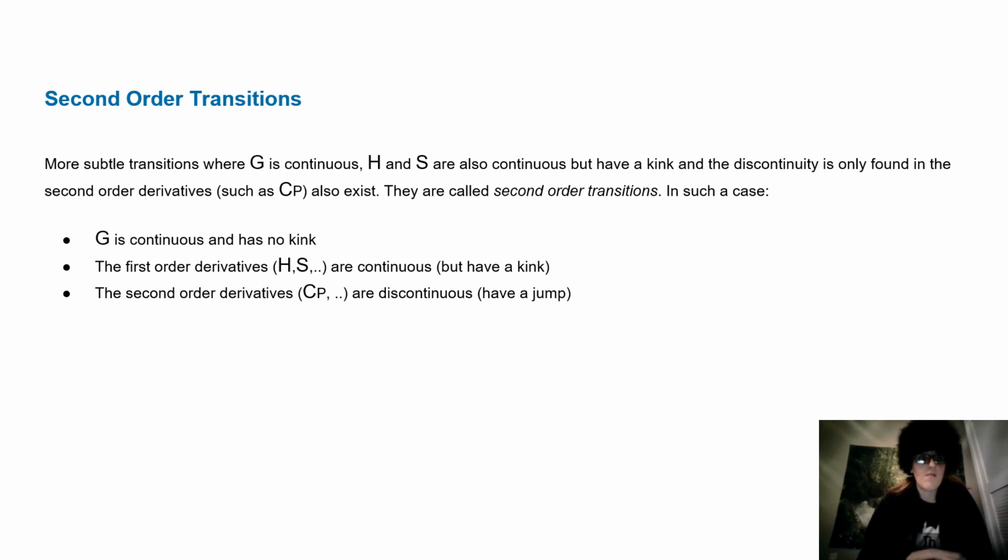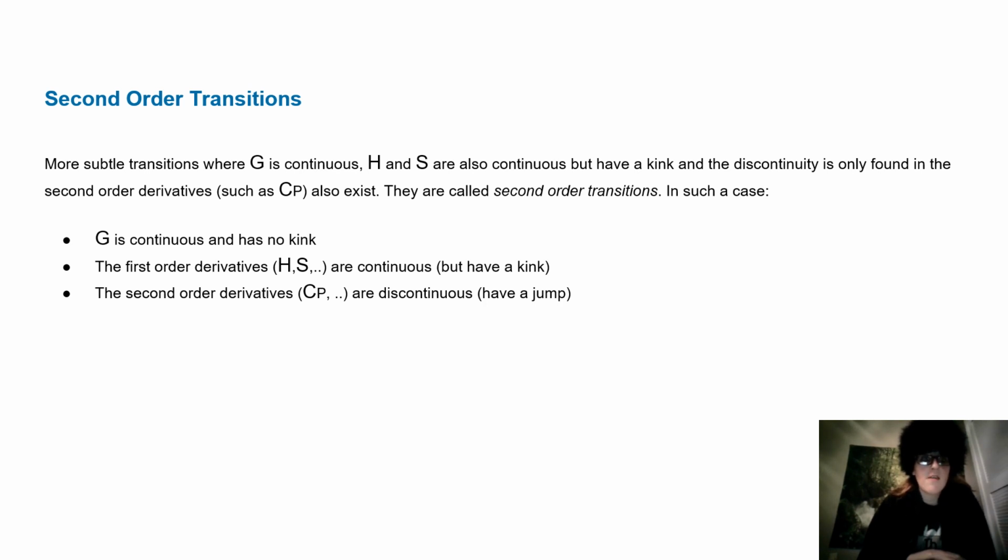Second-order transitions. More subtle transitions, where G is continuous, H and S are also continuous but have a kink, and the discontinuity is only found in the second-order derivatives, such as C_p, also exist. They are called second-order transitions.